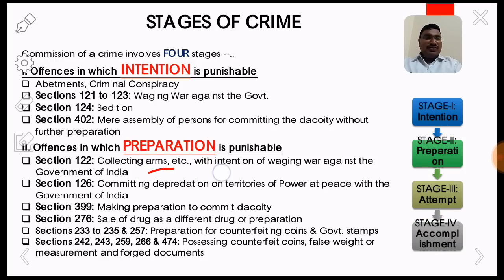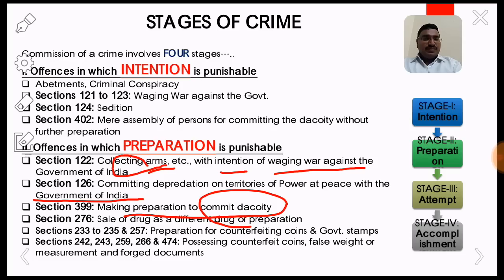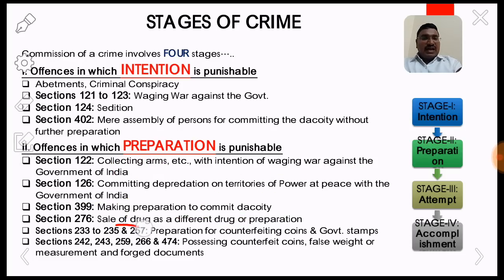Collecting arms with an intention of waging war against the government is preparation to wage war against the government. According to Section 126, committing depredation on territories of a power at peace with the government of India is an offence. Making preparation to commit dacoity is an offence. Here, sale of a drug as a different drug, or preparation to make a duplicate drug, is punishable under Section 276.